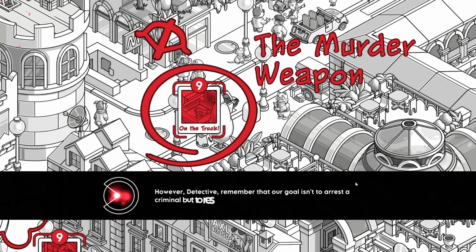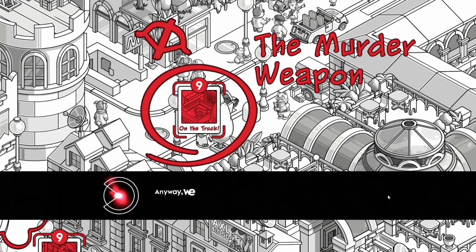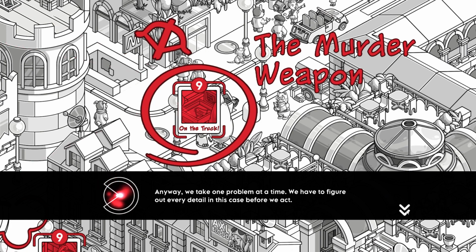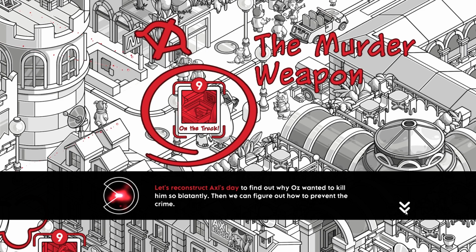However, Detective, remember that our goal isn't to arrest a criminal, but to restore the true timeline. And this case provides that Axel survives and that Oz isn't charged with such a major crime. A partial deviation can be reabsorbed by the time stream, but a substantial one cannot. Anyway, we take one problem at a time. We have to figure out every detail in this case before we act. Let's reconstruct Axel's day to find out why Oz wanted to kill him so blatantly, and we can figure out how to prevent the crime.